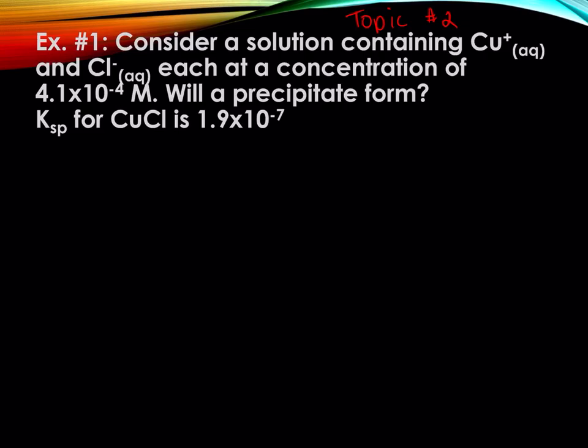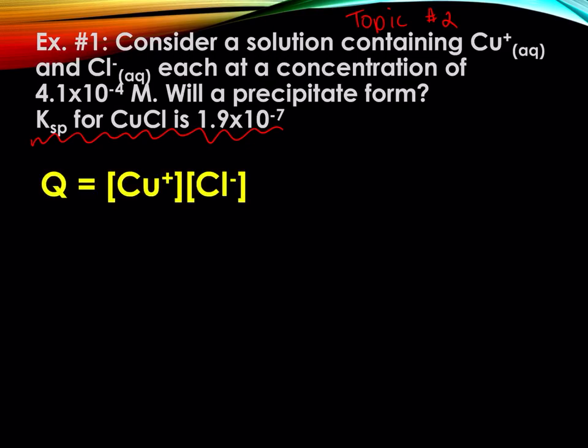If you want to, after this, pause and take care of those questions. Example number 2 as well is like topic number 2, so you can pause and do those if you want to. Topic 3 is a little bit different. Okay, so we're given the KSP, so we're going to calculate Q and compare.